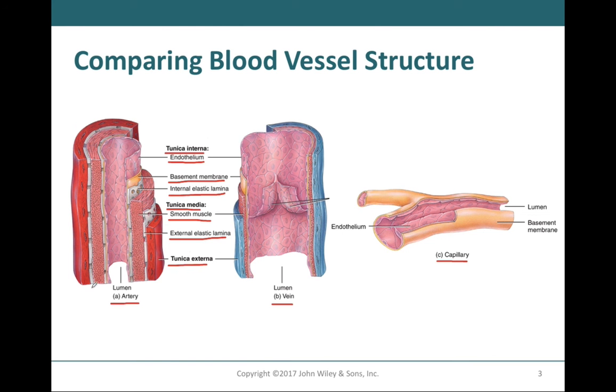Now, one thing that you can notice just grossly by looking at the arteries and the veins is that arteries are going to have very thick walls, and veins are not going to have as thick walls. Veins' walls are going to be much thinner than the walls of the arteries. And this is because arteries will have a much thicker tunica media, and they're also going to have the internal and the external elastic lamina.